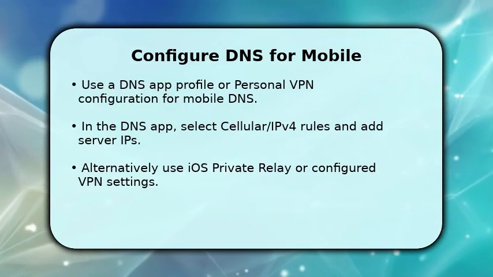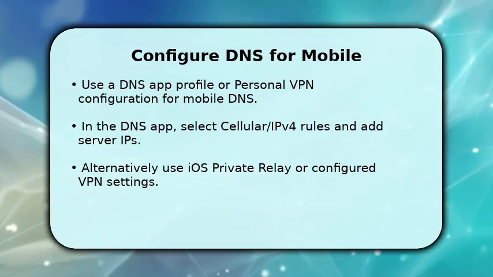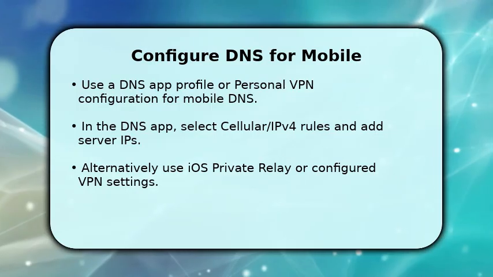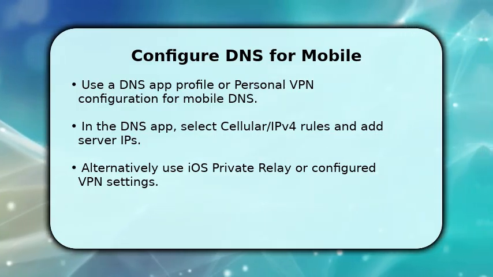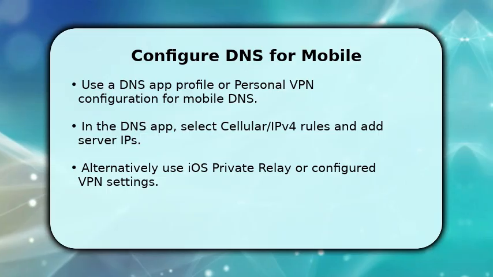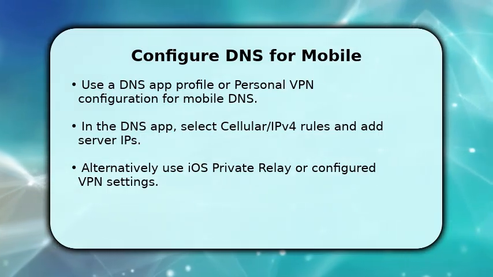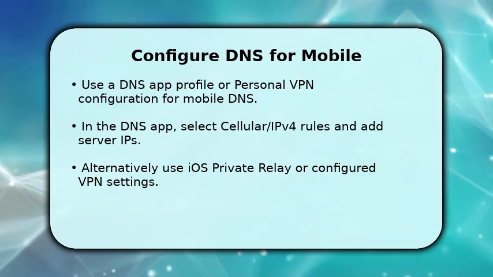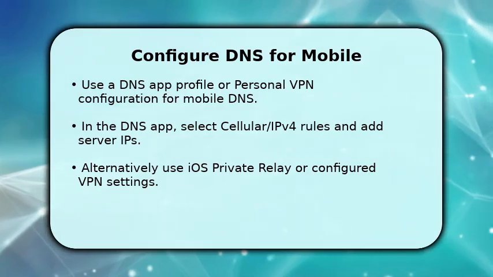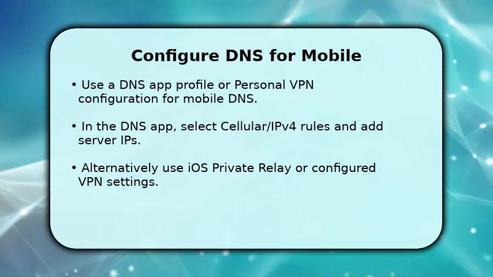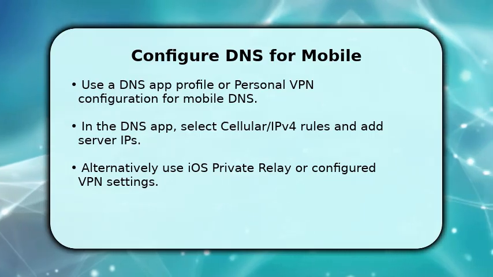Next, configure DNS for the cellular interface. iOS doesn't let you change carrier DNS in the standard cellular pane, so use an app that installs a DNS profile or sets a local VPN. Open the DNS app, choose the option to apply to cellular or system-wide, then add your DNS IPs like 1.1.1.1 and 8.8.8.8.